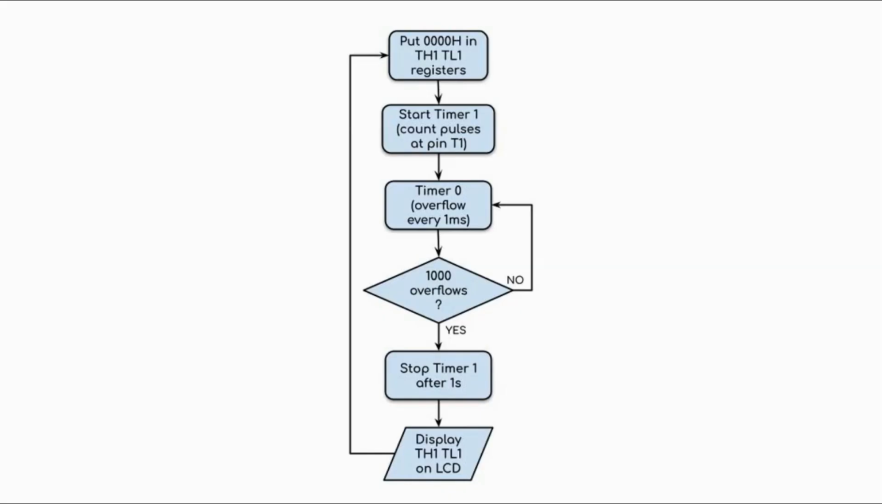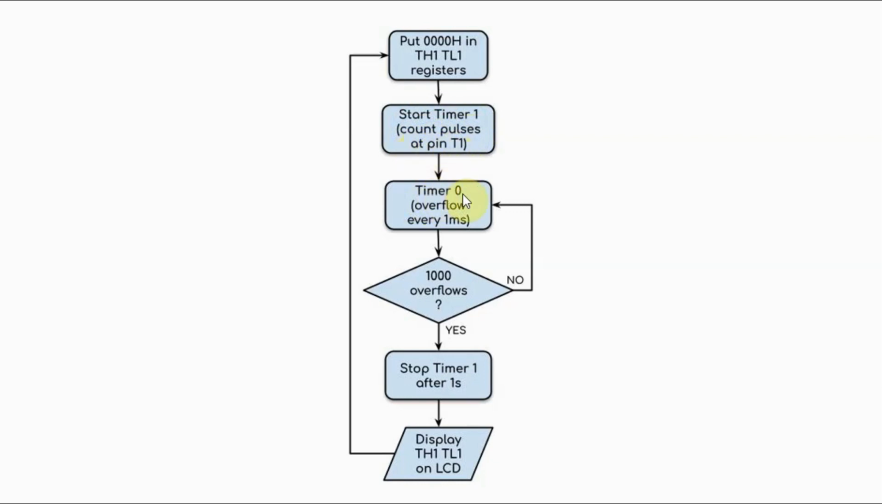Before we look at the C program used to implement the frequency counter, this is a flowchart of the algorithm used. So the first thing we do is to store a 0 in the timer 1 high and low registers. This is the initial count value. Then we start timer 1 to begin counting the pulses available at pin T1 of the controller.